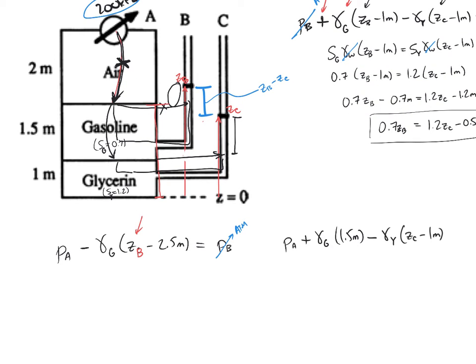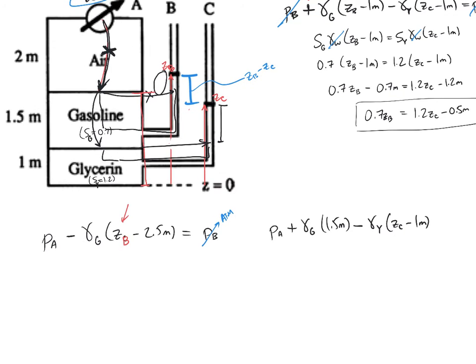Zc minus that 1 meter. Okay. And that's going to get us all the way up to here, equals the pressure at C. And again, the pressure at C is atmospheric, so we can move on from there. Note that at this point, if I combined these two equations, I would get this equation.